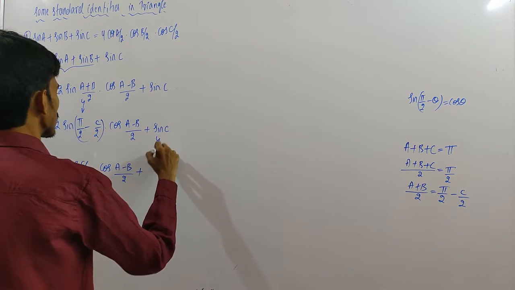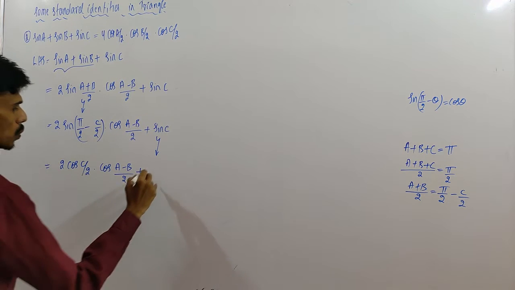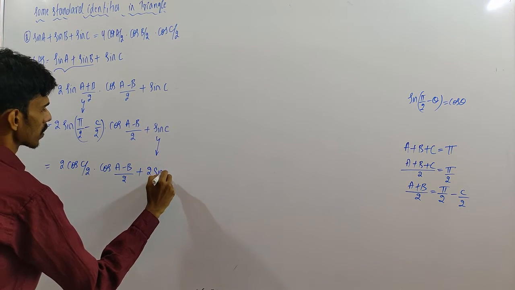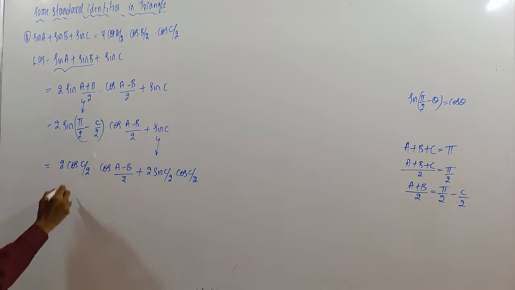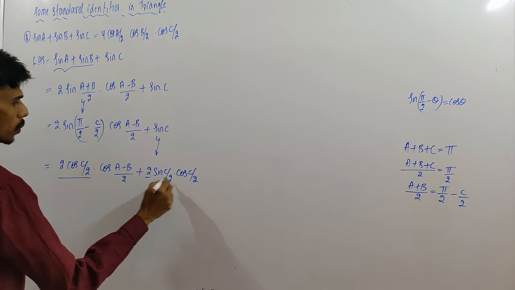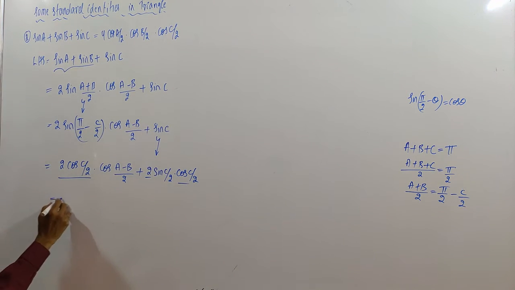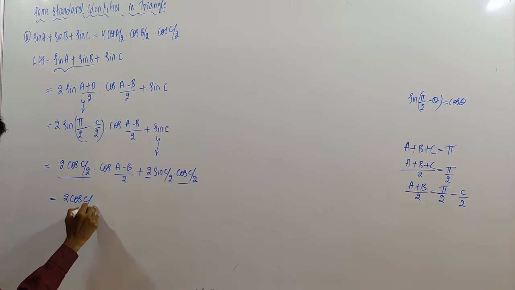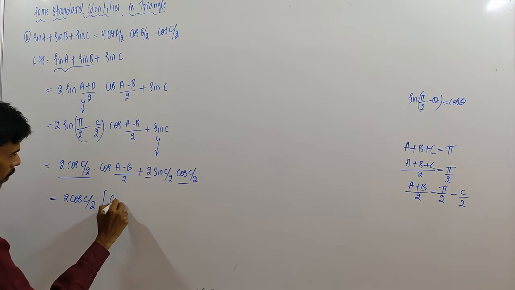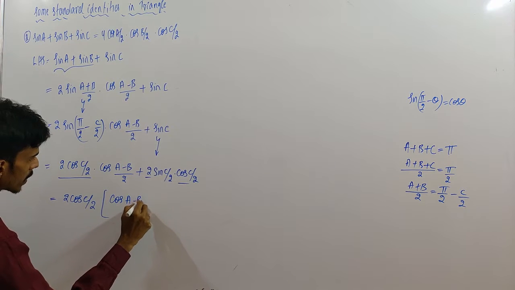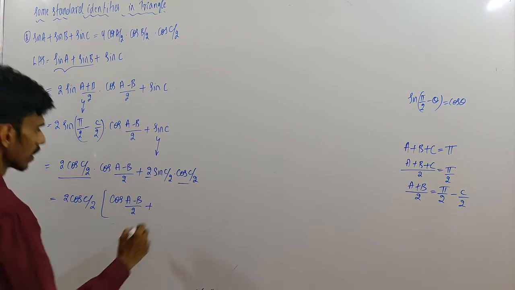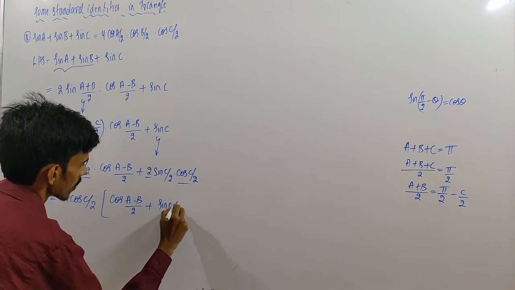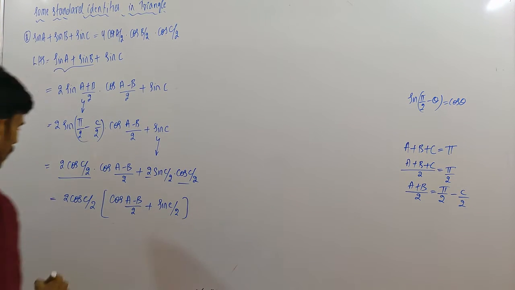this sin C can be written as 2 sin (C by 2) into cos (C by 2). Here we have 2 cos (C by 2), 2 cos (C by 2), take common. We have 2 cos (C by 2) into cos ((A minus B) by 2) plus sin (C by 2).